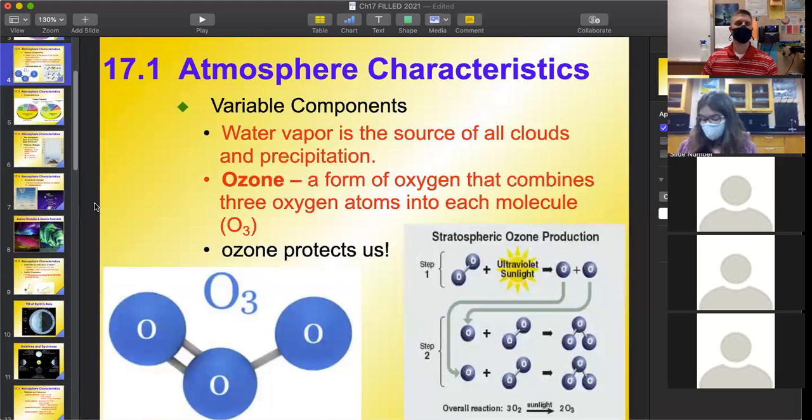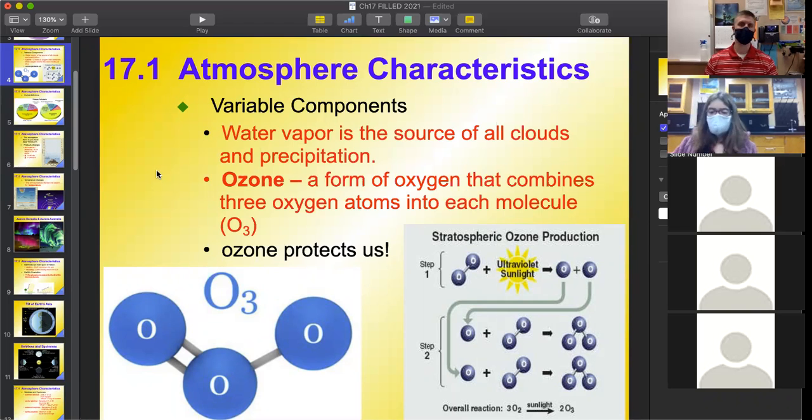All right. A couple other things that are in the atmosphere that are of importance. Water vapor is really important because that goes into the formation of clouds, which you have to have to have precipitation, so rain, snow, that sort of thing, which helps us for food. It also helps with temperature control of the Earth itself, which we'll talk about in a minute.